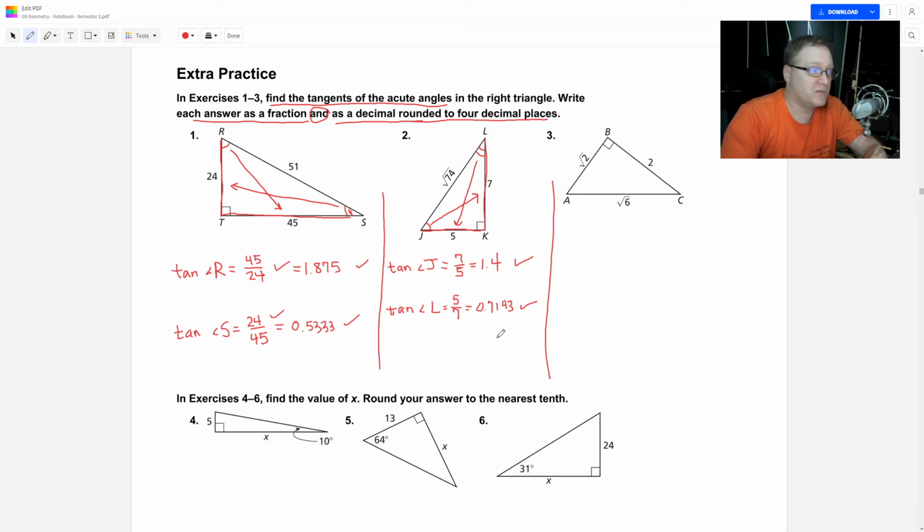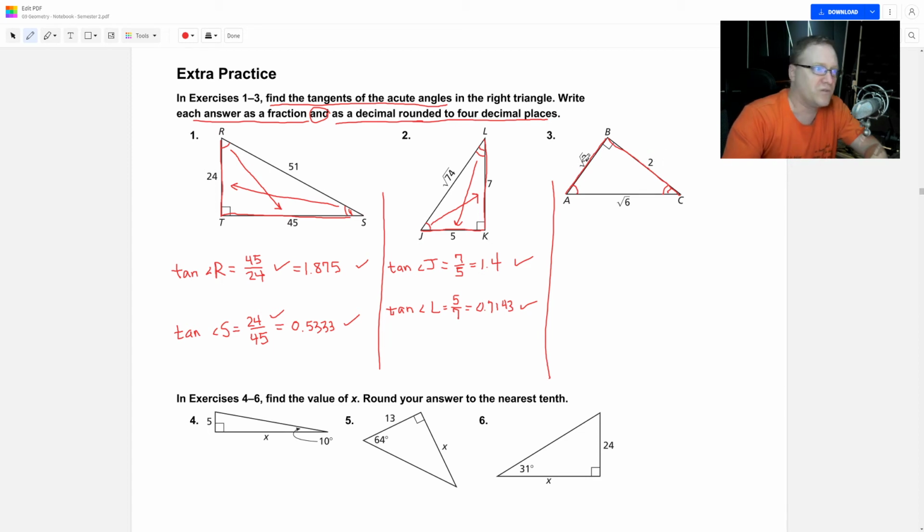And that is the answer. All right. And let's do the last one here, number 3. Again, we want to find the tangents of the acute angles. Well, this is an acute angle, and this is an acute angle. And this is the right angle. So our legs are right here. This is a leg, and this is a leg. So we know that the tangent is going to be a ratio of these 2 sides.